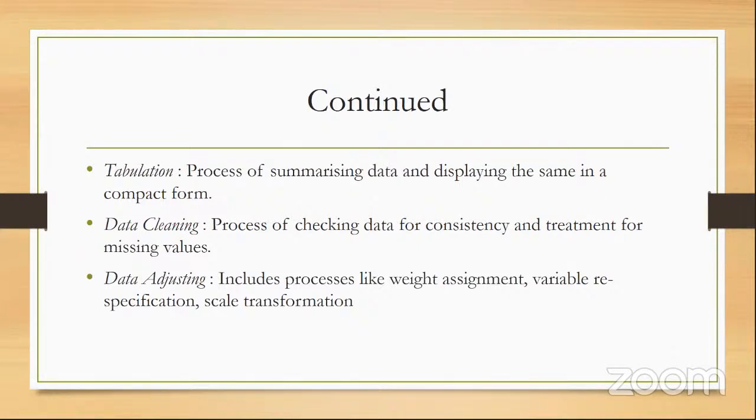Now, in some cases we get non-response. Farmers are not willing to give data on many characteristics, for example, farm income. So what we do is we try to fill the missing values. One of the common techniques that we use is we take the average value of that entire population and go for that. Now we have the next step, which is data adjusting.